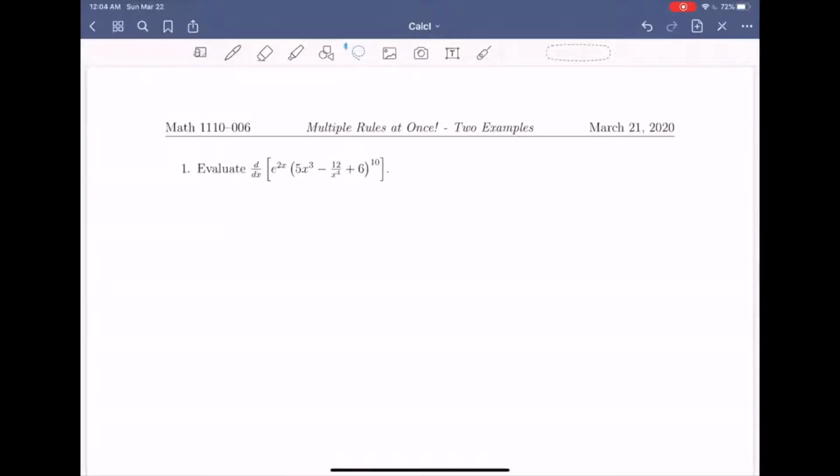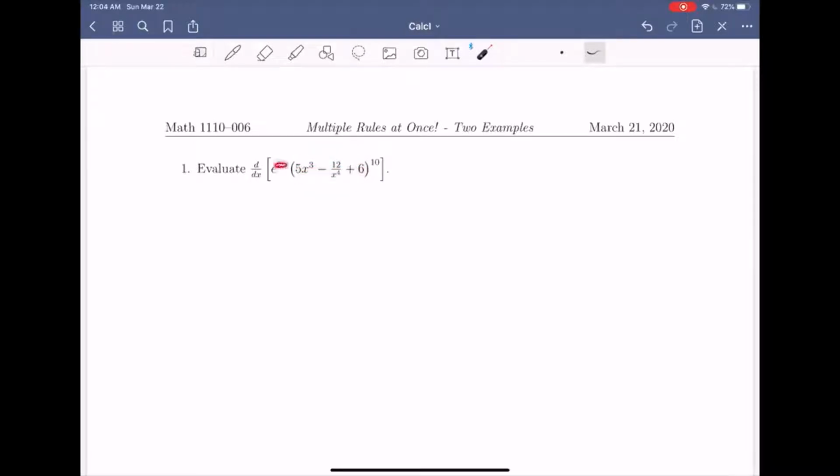The first problem says I should take the derivative d dx of e to the 2x times (5x cubed minus 12 over x to the 4 plus 6) all raised to the 10th. This looks really nasty. There's a lot going on. You definitely have some inside functions and outside functions, right? We expect the x to be in the polynomial expression to the 10, so there's going to be a chain rule.